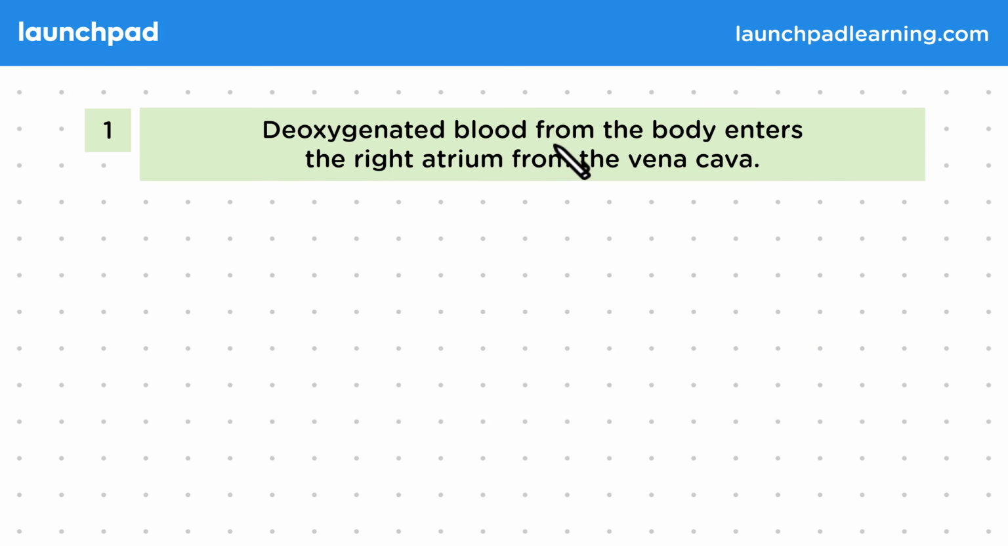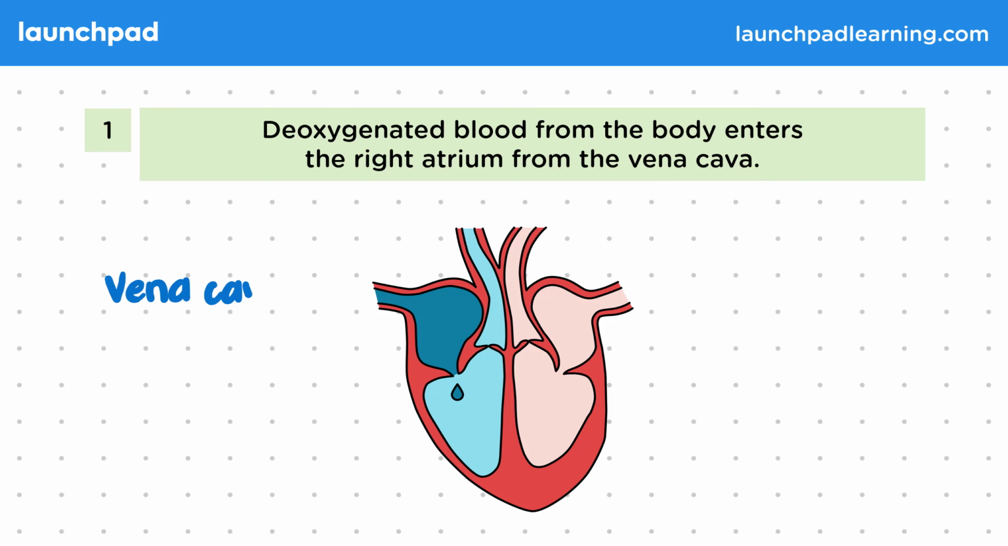First, deoxygenated blood from the body enters the right atrium from the vena cava. So this blood vessel on this side is the vena cava that contains the deoxygenated blood. This will first go into the right atrium, just here on the diagram. Bear in mind that we're now just looking at each side of the heart in turn.